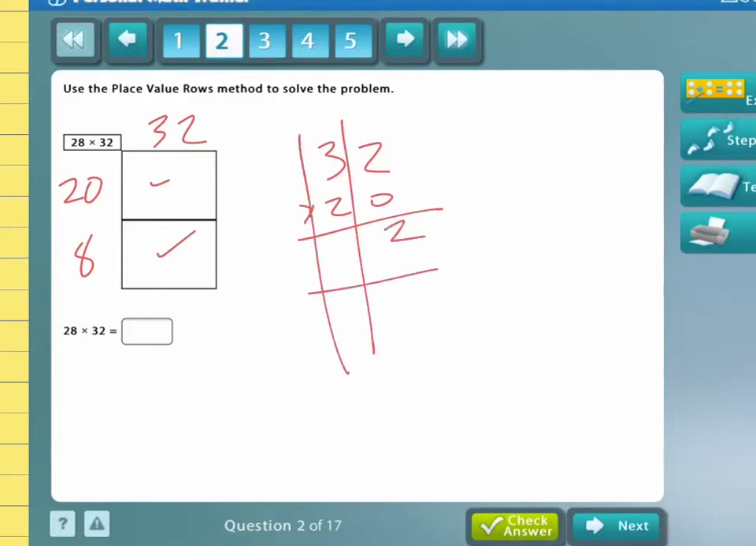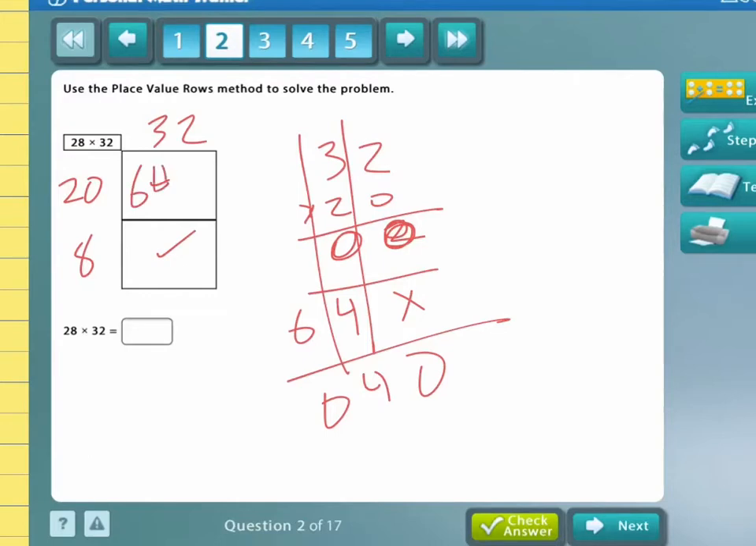0 times 2 is 0, 0 times 3 is 0. So there's 0 ones and 0 tens there. 2 times 2 is 4 tens, so put the 4 in the tens place. 2 tens times 3 tens is 6 hundreds. So the answer is going to be 640. So that number goes in this first box here. I would check this answer using a calculator to see if 32 times 20 is 640, and it is.